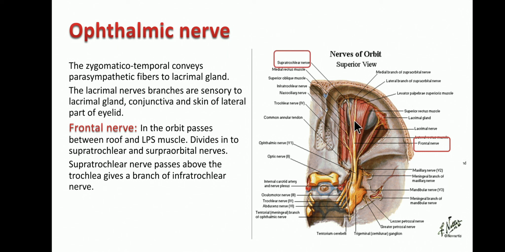The supratrochlear nerve passes above the trochlea. So it travels along the medial wall and then passes above the trochlea.